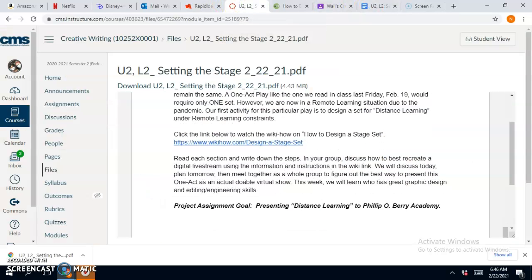And then it says today we're going to read the section, write down the steps, discuss how to best recreate it using the digital live stream, and then now I get a chance to see who my graphic design students are and who my editing engineers are. All right, our project assignment goal is to present distance learning to POB.